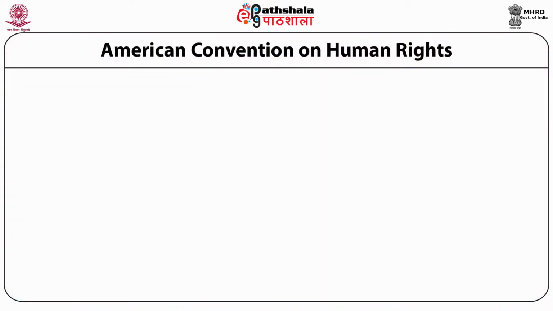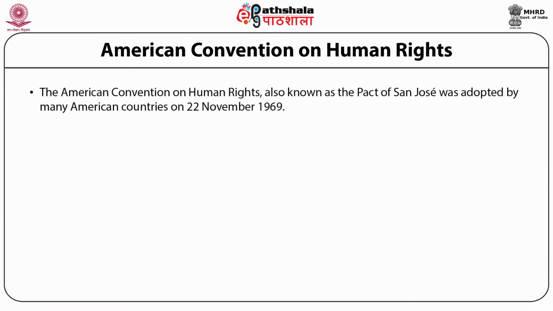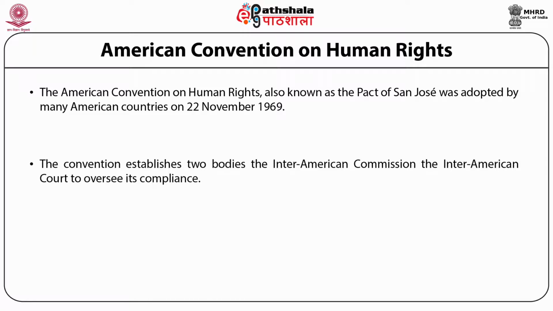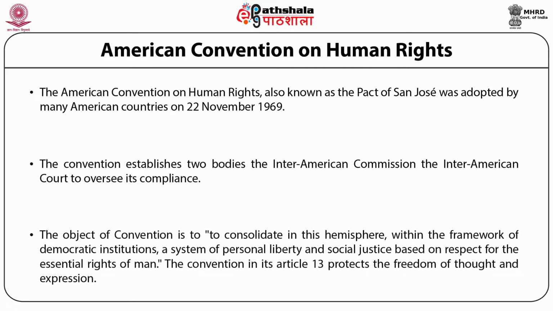Now let's come to the American Convention on Human Rights. The American Convention on Human Rights, also known as the Pact of San Jose, was adopted by many American countries, North and South, on 22nd November 1969. The convention establishes two bodies, the Inter-American Commission and the Inter-American Court, to oversee its compliance. Again, the presence of a court gives this convention teeth. The object of the convention is to consolidate in this hemisphere, within the framework of democratic institutions, a system of personal liberty and social justice based on respect for the essential rights of man.